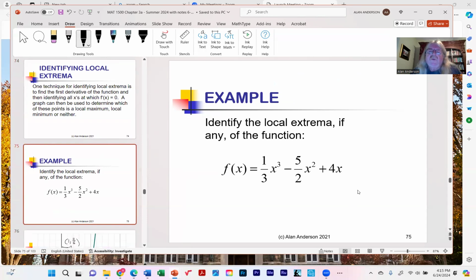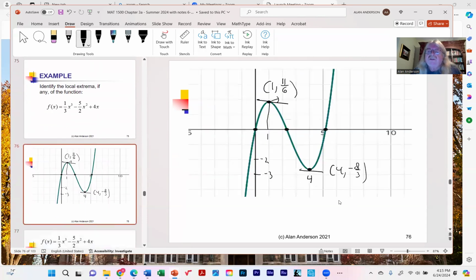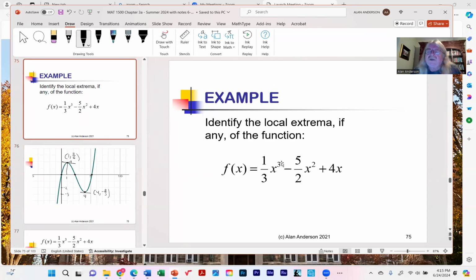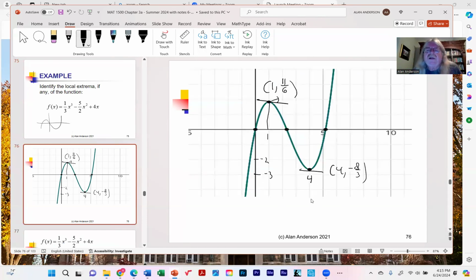How about this one? 1/3 x cubed minus 5/2 x squared plus 4x, which looks like this. All right, well, it's hard to tell by looking at this function. It is a cubic function, and you know that cubic functions often have this very unique shape to them. It rises, it falls, and then it rises again. And so this is what we have. Now, where do we find critical points? Well, you can see visually, just by looking at it, there are 2 points where the tangent line is flat.